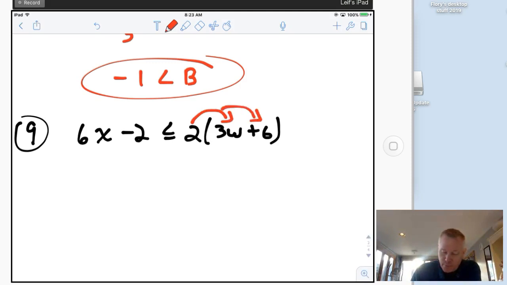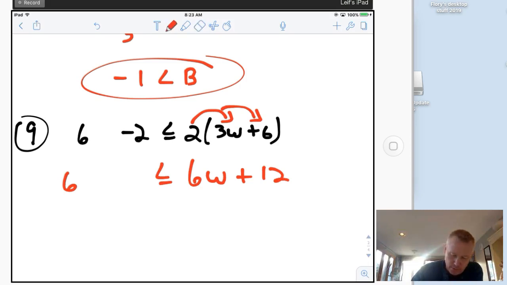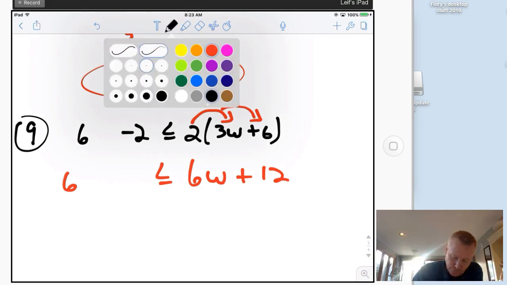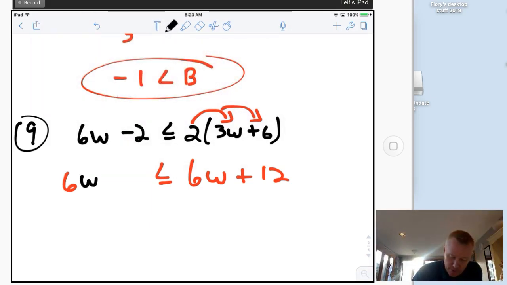Parentheses with the number outside implies distributive property. 2 times 3w is 6w. 2 times 6 is 12. Oops, this should be a w, that's my problem. So 6w minus 2 is less than or equal to 6w plus 12.